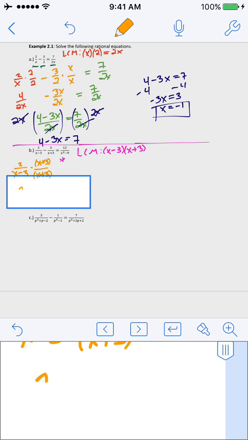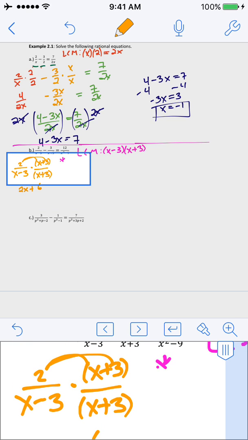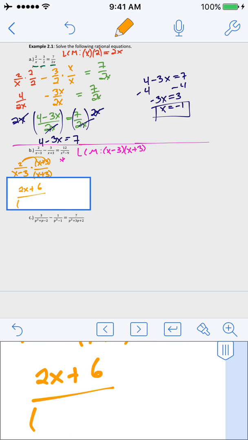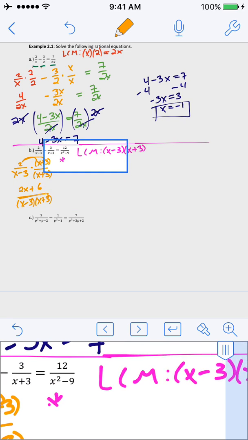Alright, and I end up getting 2x plus 6, right, when you multiply that out, 2x plus 6 over x minus 3, x plus 3. And I'm not multiplying this one out because I want to end up canceling anyways, right? Okay, second term.